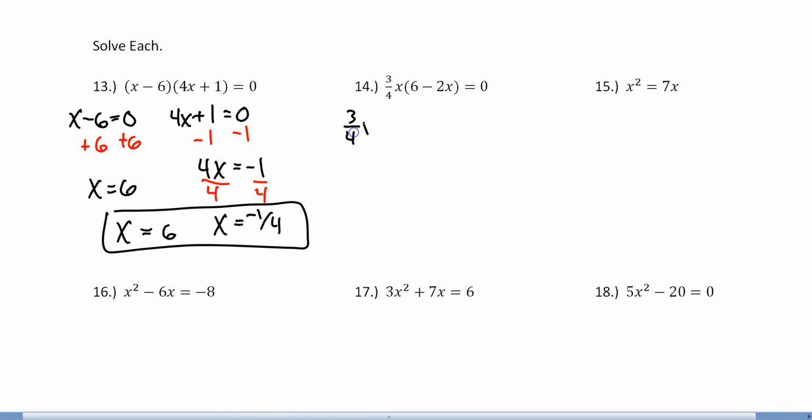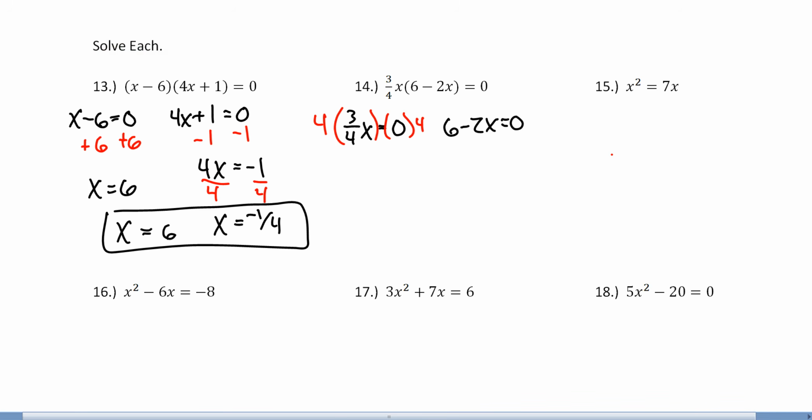I do the 3/4 x equals 0. Here I do the 6 minus 2x equals 0. And I'm going to solve each. That first one, you could multiply each side by 4/3, multiply by the reciprocal. Or you can take it in 2 steps and say, hey, to undo that divided by 4, I'm going to multiply each side by 4.